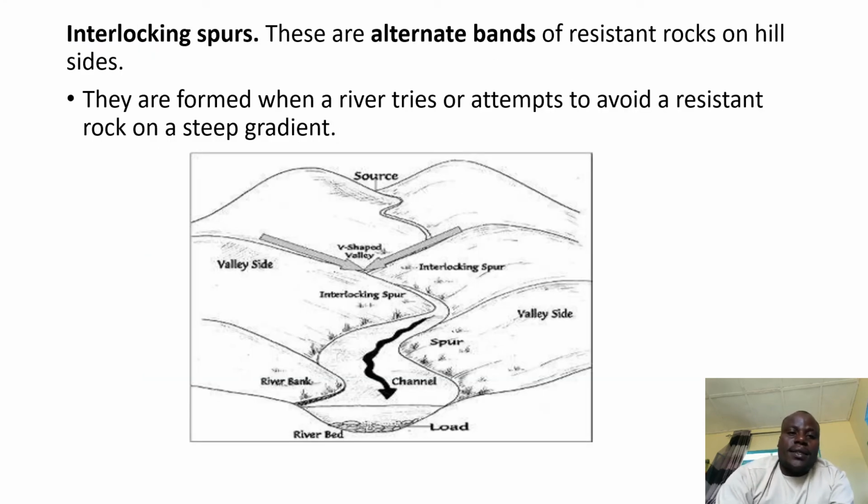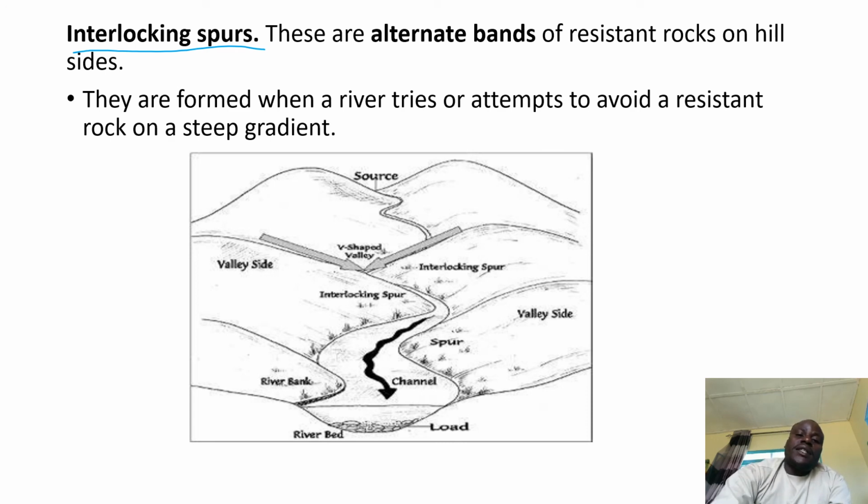Interlocking spurs. These are alternate bands of resistant rocks on hillsides. They are alternate bands of resistant rocks on hillsides. How are they formed? They are formed when a river tries to avoid or to dodge a resistant rock on a steep gradient. Check the diagram.